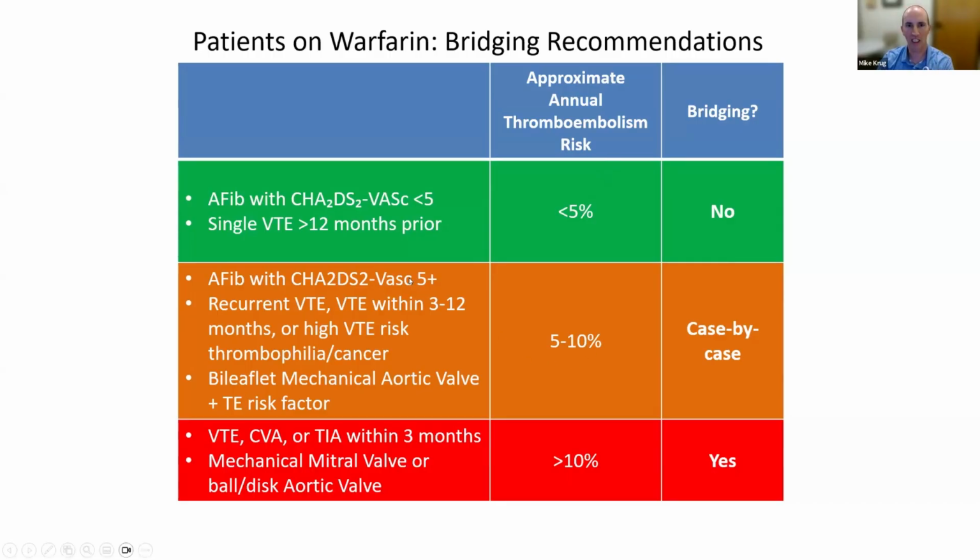If you've got a super high CHA2DS2-VASc of 5+, if you've had recurrent blood clots, if you've had a blood clot within the last year, if you've got a high risk thrombophilia or cancer, or if you've got a mechanical valve, then maybe you bridge. And then if you've had a clot in the last 3 months and you're on warfarin for that, or if you have a certain type of higher risk mechanical heart valve, then you do bridge.